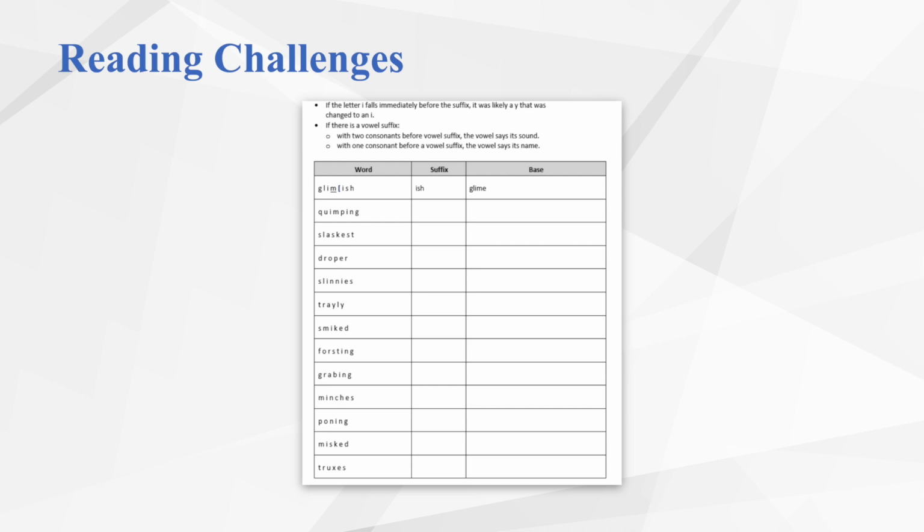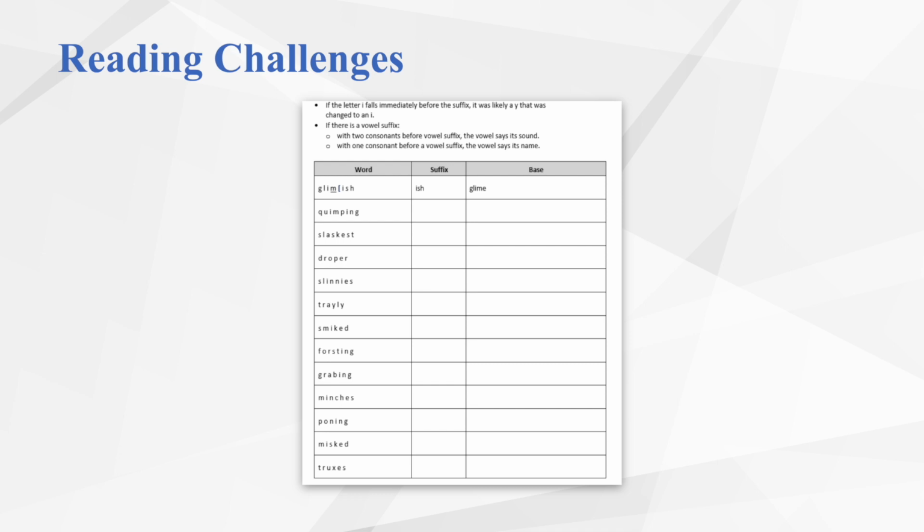Here's how this activity works. We would like you to look at the word in the left column. We'll do the first one together. We identify the suffix and chop it off, ISH. I'll record that in the suffix column, and then your goal is to identify the base word. Since this is a vowel suffix, we need to count the consonants between the two vowels. Since there is only one, we know the vowel would say its name. That means our base word was glime.